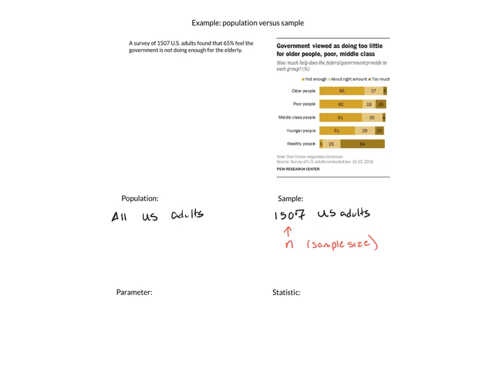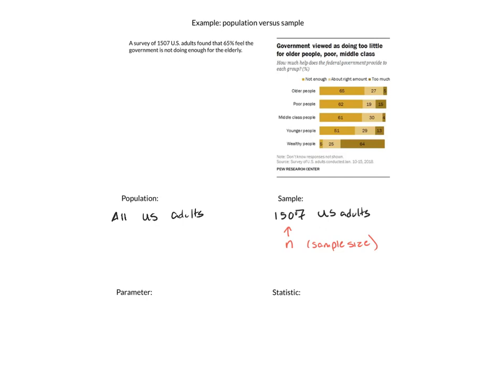Our sample should have the same characteristic. It should come from the same group. We want to know about U.S. adults, so we surveyed them. The only difference is our population is that entire group versus our sample being a select subset or a group from that larger population. So we surveyed 1,507, and we want to know about all U.S. adults. The next question is, well, what do we know about them?